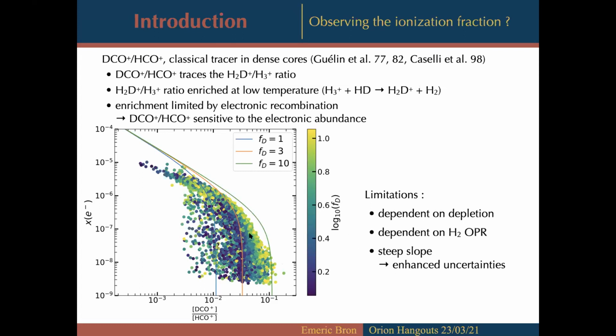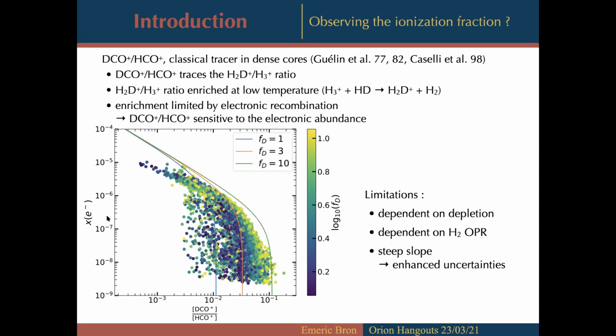And the third limitation is that in this region, the slope of the relationship between the ionization fraction and the DCO+ over HCO+ ratio is extremely steep, meaning that a small observational uncertainty on the ratio will result in a very large uncertainty on the estimated ionization fraction.